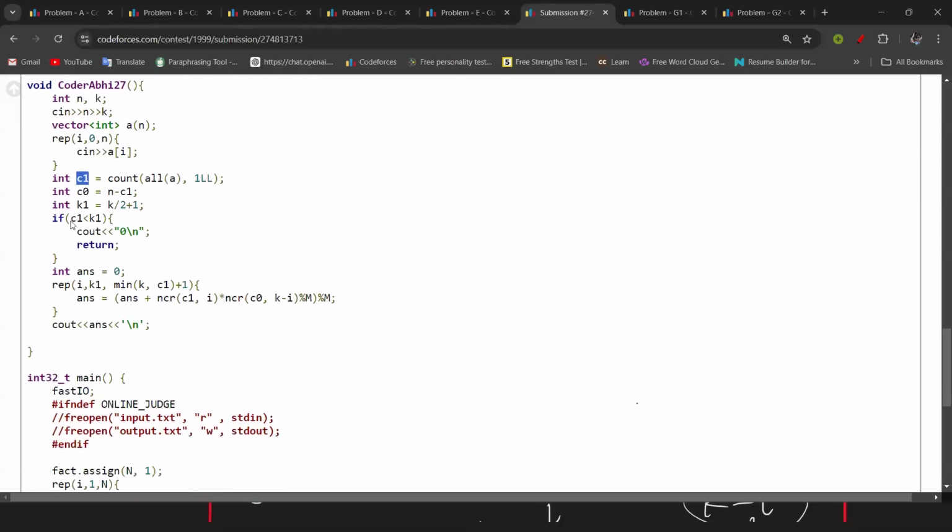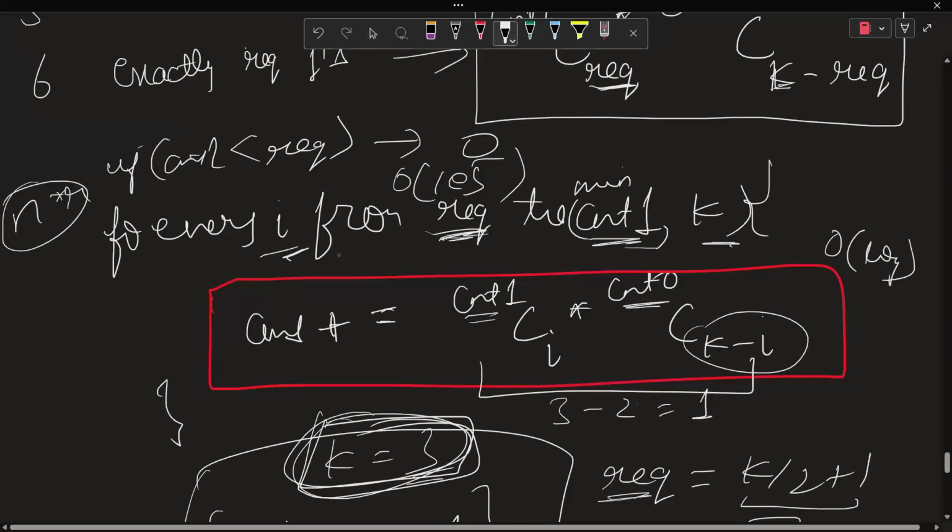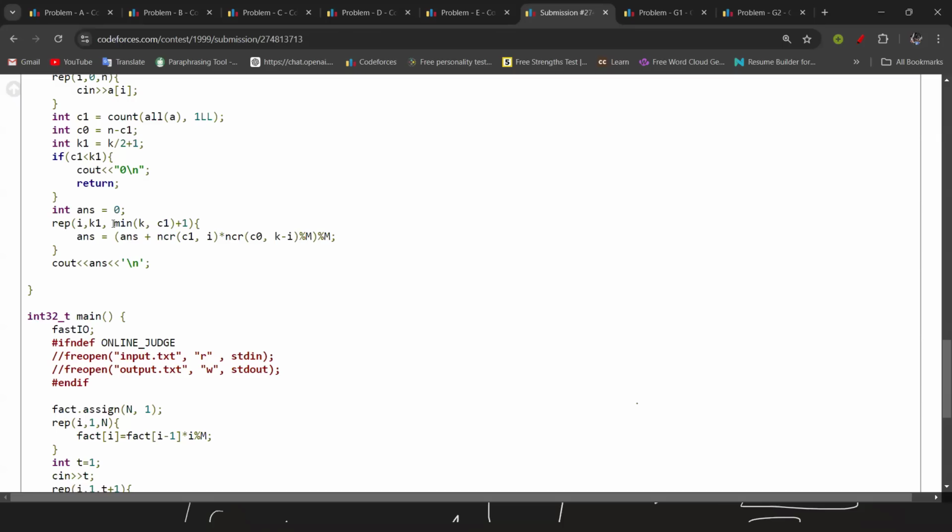So now if the count of 1 is less than required, as I told, we would just print 0 and return. Okay, this base case we are handling. After that, I'm running a loop from k1 to min of k or c1. As I told, I'm running a loop from k1, which is required, to the minimum of count or k.